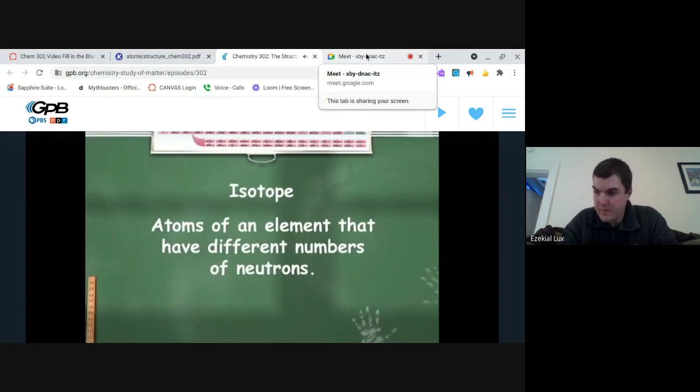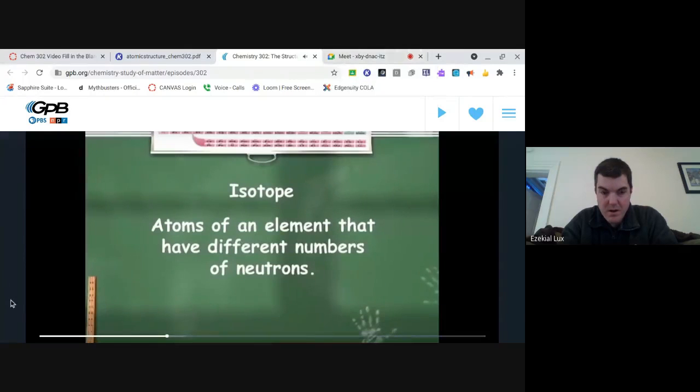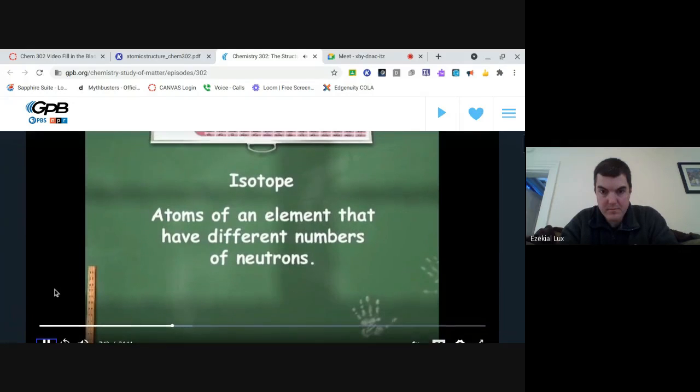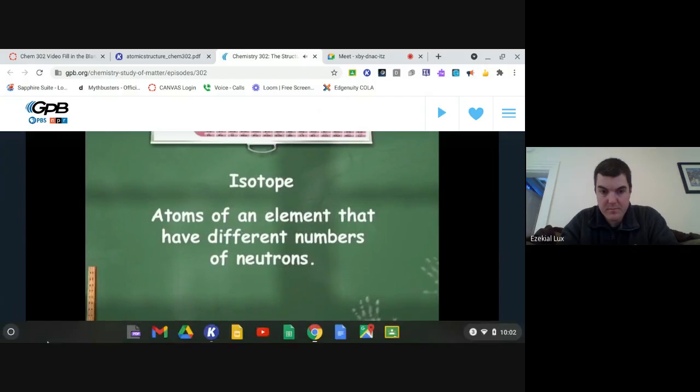The number of protons that an element contains is fixed, so all atoms of the same element have the same atomic number. As we just learned, the atomic number identifies the element. But the number of neutrons that an atom of an element has can vary. Atoms that have the same number of protons, remember, that means they are atoms of the same element, but different numbers of neutrons are called isotopes.